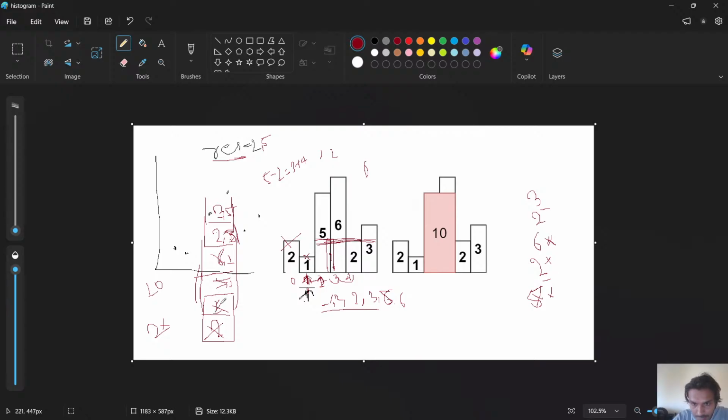We add it, we calculate it. We have 5, we add it. 5, we have 2. We add it, 2. We have 6. Pop both of these. Then again we have 2. Add it, 6, 2. We pop both of these.